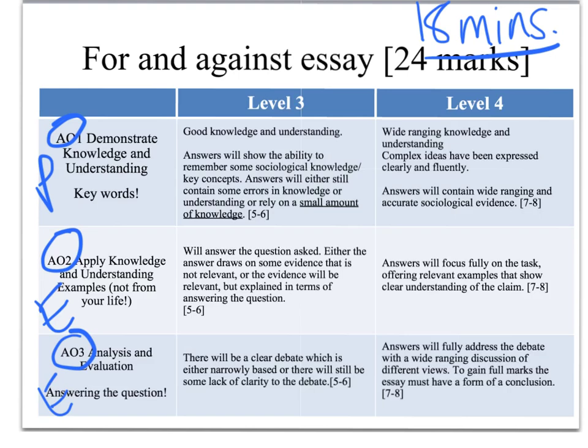Also, to get to level 4, I would recommend learning some theories in sociology. It's probably about 2 per topic. Again, to gain 4 marks, you need to have some form of a conclusion. Okay, please don't limit yourself, even if it's a sentence, even if you're running out of time, do write a conclusion. Something along the lines of overall will be a trigger word for the examiner, and they know that you are now concluding.